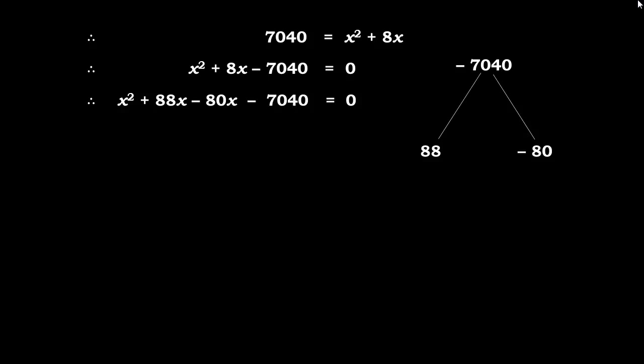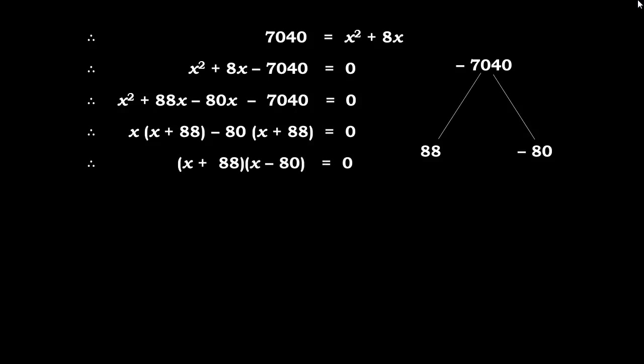So we can make groups of 2. From the first 2 we can take x common: x plus 88, and from the next 2 we can take minus 80 common: x plus 88 is equal to 0. So the common bracket is x plus 88, second bracket x minus 80 is equal to 0. So x plus 88 is equal to 0 or x minus 80 is equal to 0. Therefore x is equal to minus 88 or x is equal to 80.